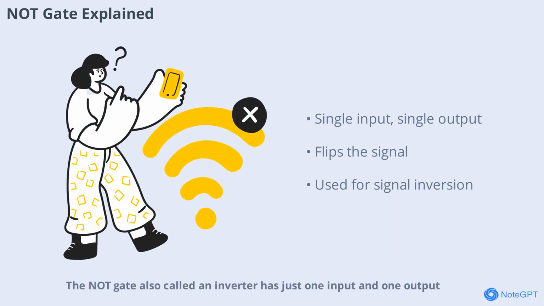NOT gate, also called an inverter, has just one input and one output. It flips the input. If the input is 1, the output is 0, and vice versa. This gate is essential for creating more complex logic circuits. NOT gates are used whenever a signal needs to be reversed. For example, if a light should turn off when a sensor is triggered, a NOT gate can invert the signal.